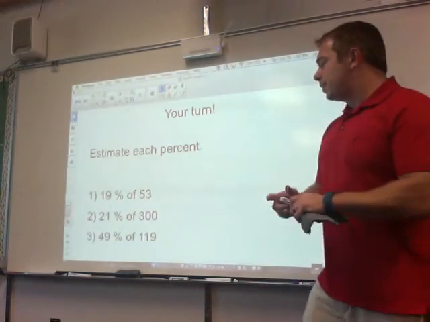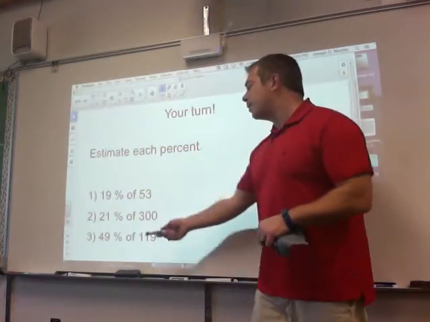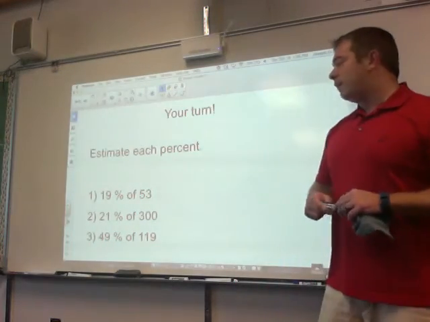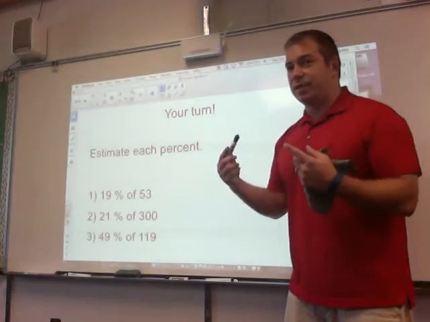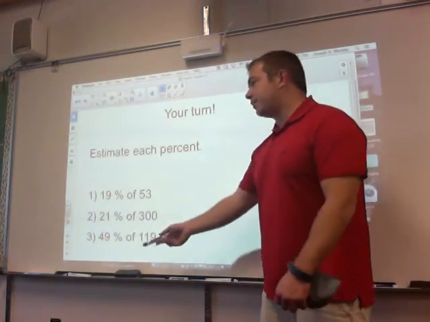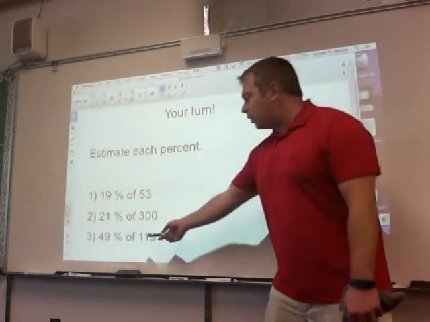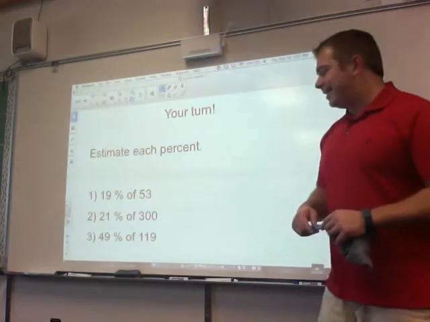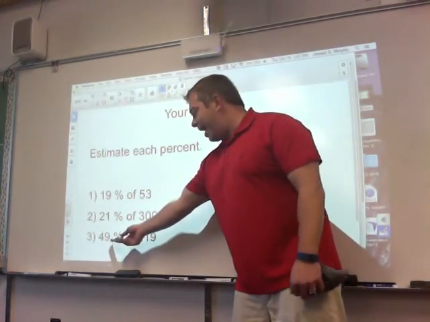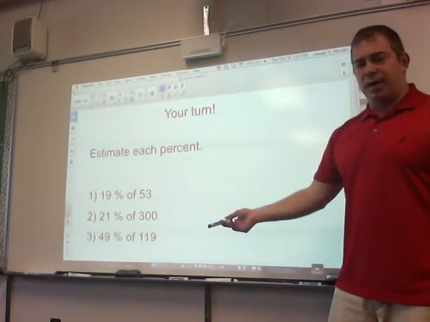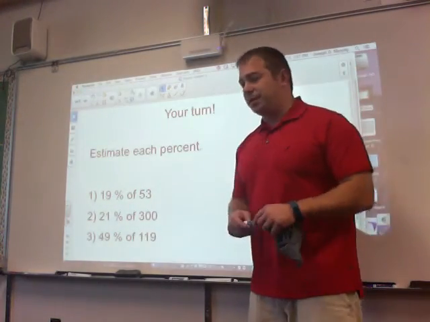Number 2, 21% of 300, you're going to use the rate of 100. You'll know that 21% of 100 is 21. 21% of 200, and so on and so forth until you get 300. And the last one is 49% of 119. That's almost a half, and that's almost 120. If you can cut 120 in half, you'll be successful.